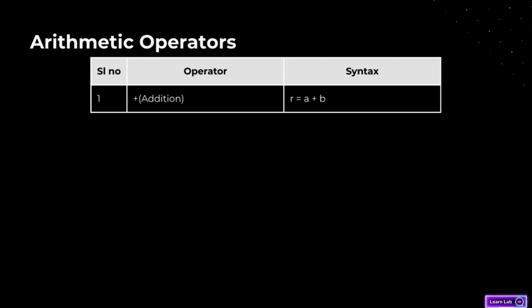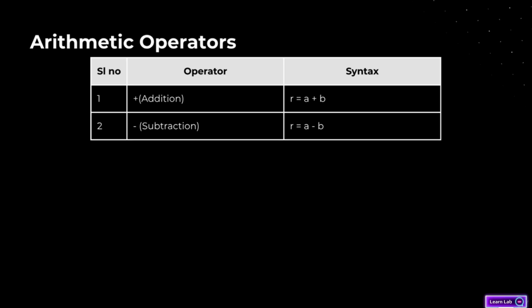For addition, the syntax is R = A + B. This operator is used to add two operands. For example, if A = 15, B = 10, then A + B = 15 + 10 = 25. For subtraction, the syntax is R = A - B. This operator is used to subtract the second operand from the first operand. If the first operand is less than the second operand, the result is negative. For example, if A = 20, B = 5, then A - B = 20 - 5 = 15.